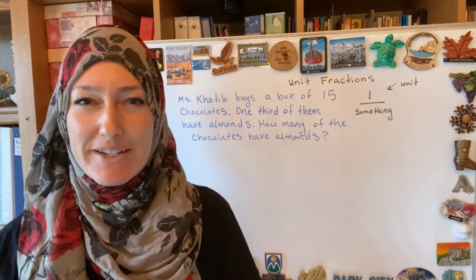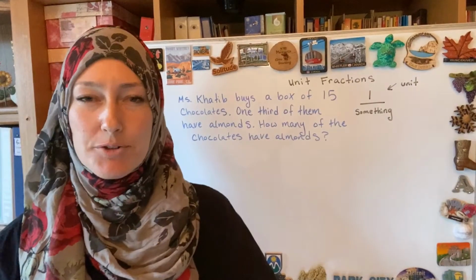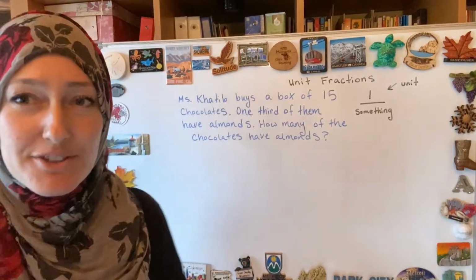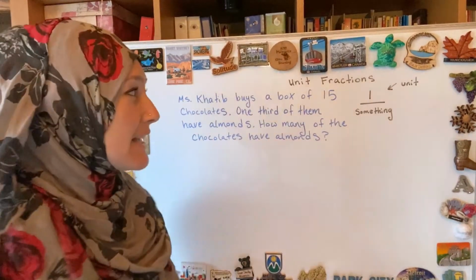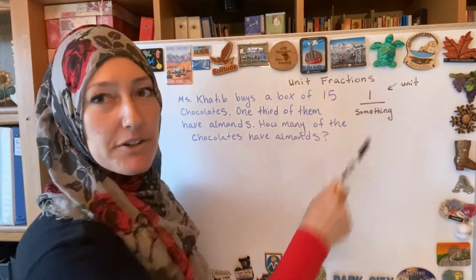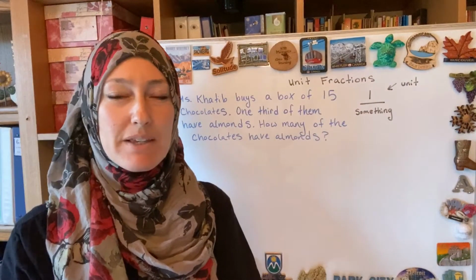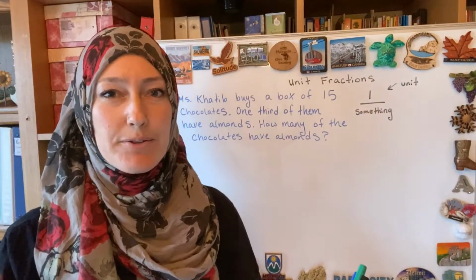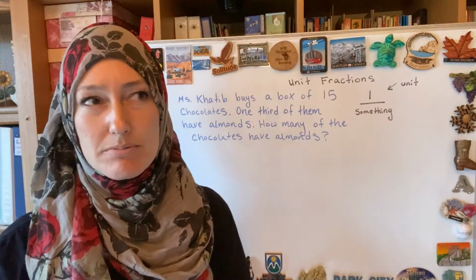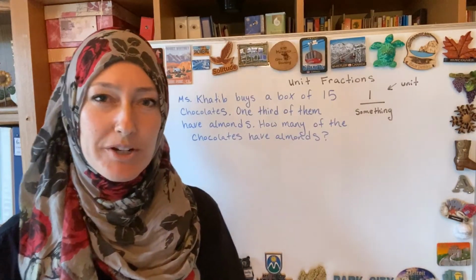This is lesson 8.8. It is finding a part of a group using a unit fraction. So first you have to know what is a unit fraction. It is one out of something. So if you have a group of something, it's one part of that group. Unit fractions almost pretty much always have a 1 in the numerator.